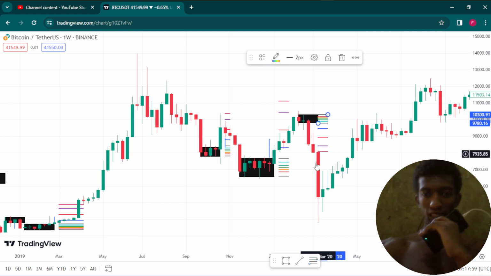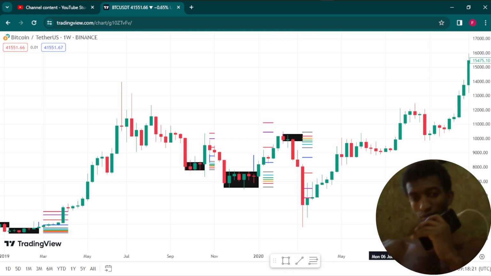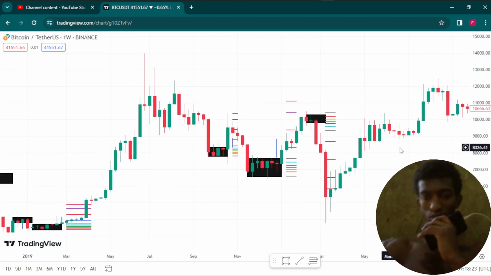So you could get out right here. If you include this wick, that wick and that wick, that will give you the exact TP right there. So you'll get out there, but we don't even care about that.